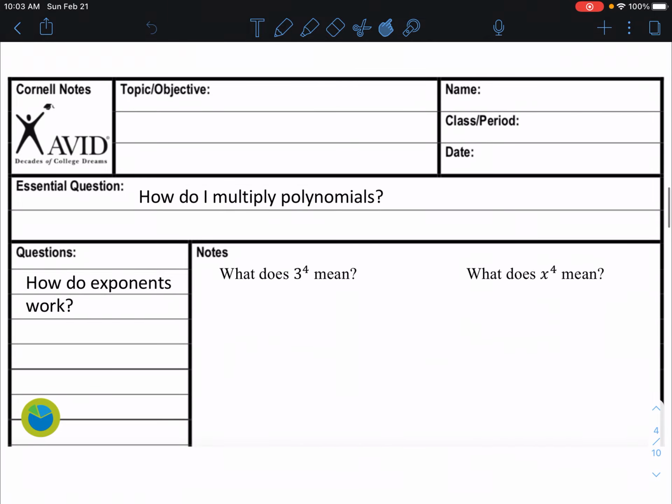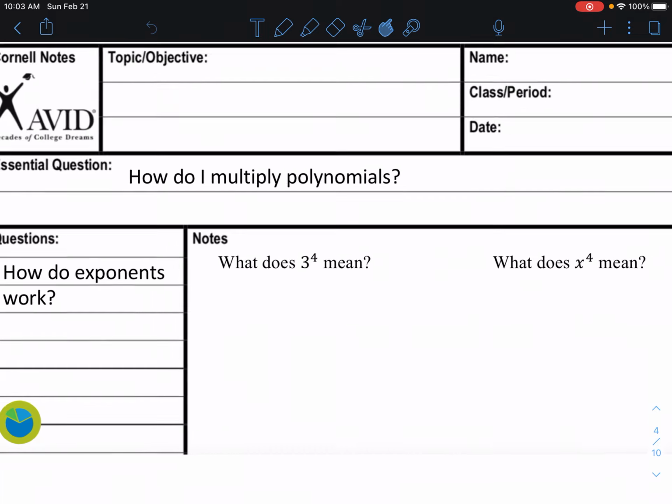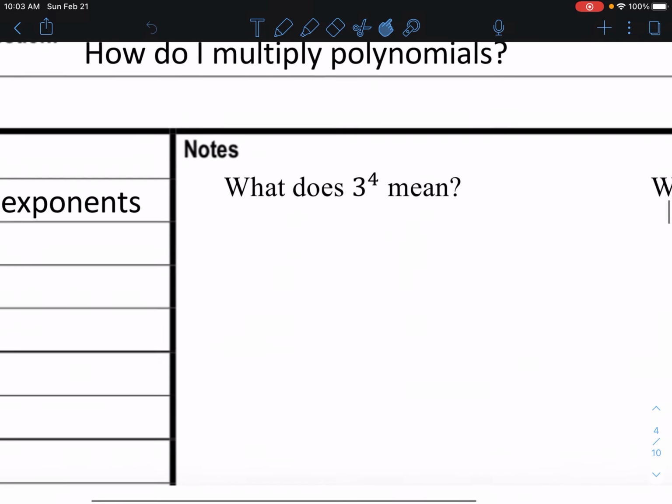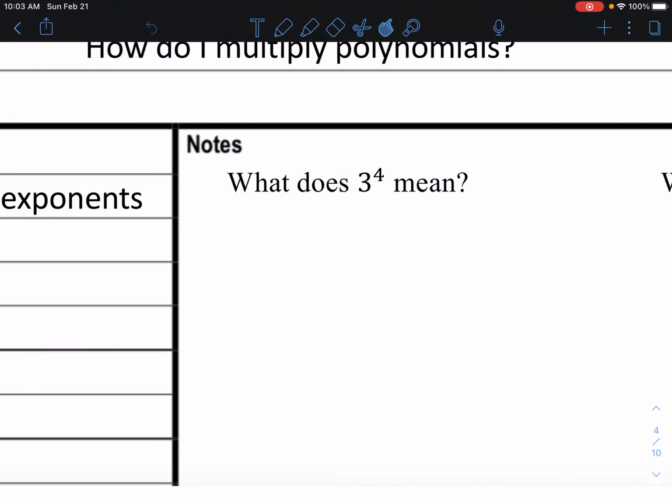All right. So how do I multiply polynomials? We'll break this into two parts. We'll start with monomials times polynomial. So a review about exponents. What does 3 to the 4th power really mean?